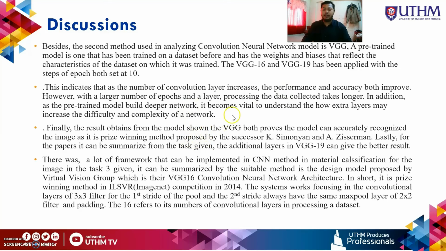However, we need to understand that with more epochs and layers, processing the data takes longer, and in addition, as the pre-trained model builds a deeper network, it becomes vital to understand that the extra layers may increase the difficulty and complexity of the network. And for task 2, finally, the result obtained from the model shows that VGG proves the model can accurately recognize the image, as it is a prize-winning method proposed by K. Simonyan and A. Zisserman.